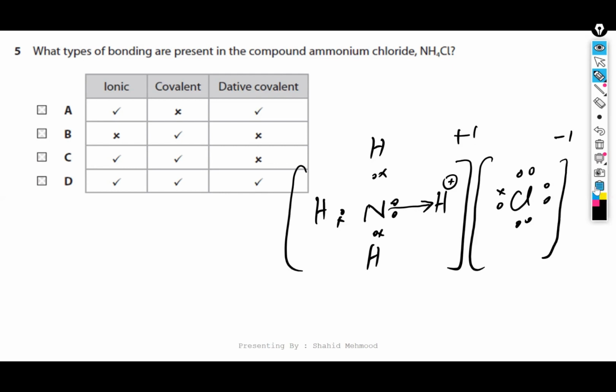So if you look at here, these three are covalent bonds. This one is a dative covalent bond because the lone pair of electrons has been given by nitrogen, while there is a force of attraction between the positive ammonium ion and the negative chloride ion. So there is an ionic bond as well. So here the correct option is option B. It means ionic bond, covalent bond, and dative covalent bond are all present in this compound.